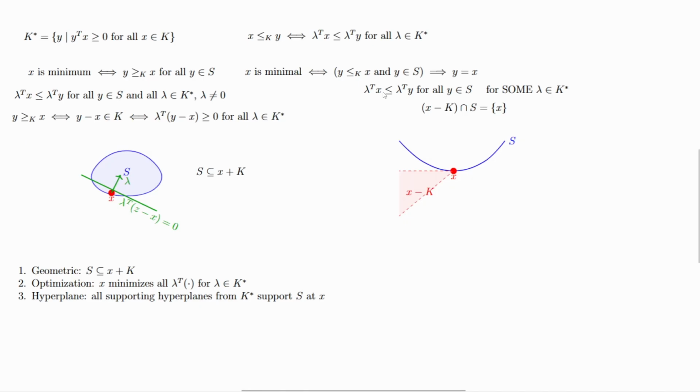So what this means is that X is a minimal element if there exists at least one linear function, lambda transpose X, such that X minimizes over S. So there's at least one direction, in other words, in which X is optimal. So note that this is a much weaker condition. We only need one supporting hyperplane from K star, not all of them.